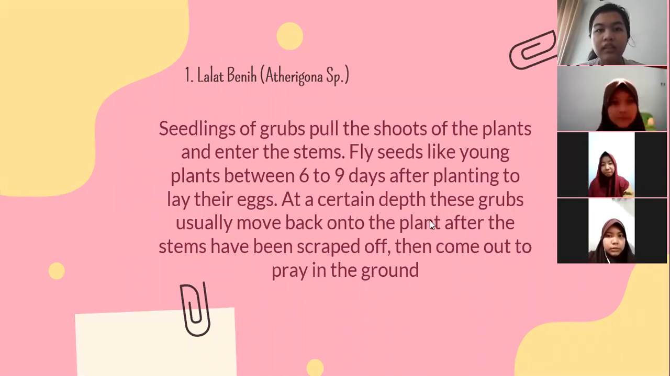The next one is the seed fly, or Atherigona sp. The larvae pull the shoots of the plants and enter the stems. Seed flies like young plants between 6 to 9 days after planting to lay their eggs. At a certain depth, these larvae usually move back onto the plants after the stems have been scraped off, then come out to pupate in the ground.